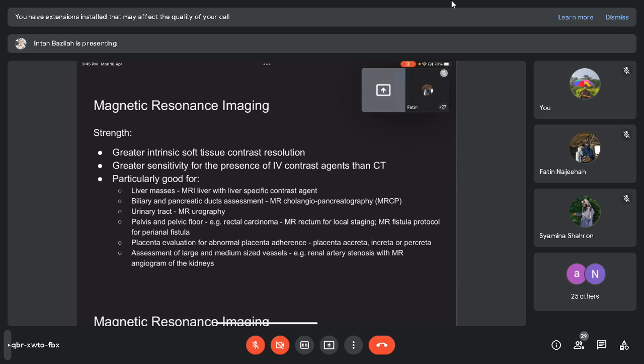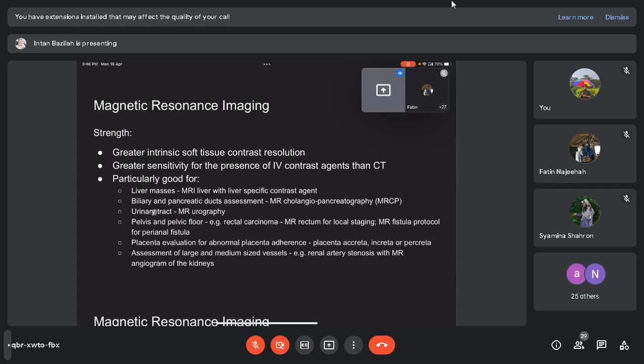But of course, why don't we do MRI liver for everyone? Because it takes a longer time and it is more costly. The patient will need to pay to buy the contrast themselves. The price is about 1,000, only for the contrast, not the MRI. That's why not all patients will proceed with MRI liver, only certain cases.